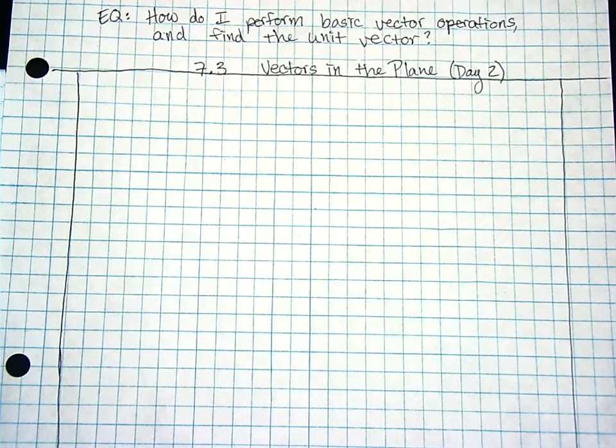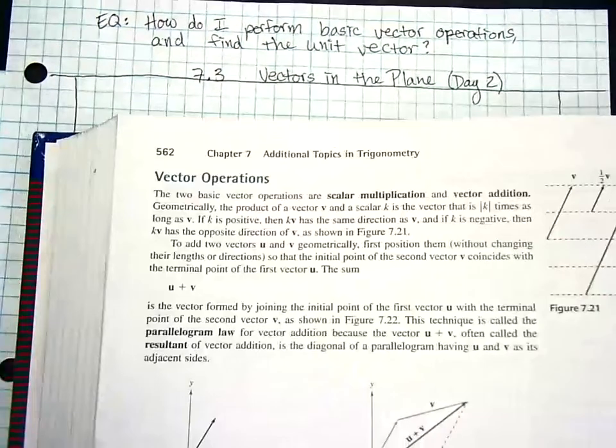The essential questions are how do I perform basic vector operations and find the unit vector. So we're going to be working with some very basic vector operations, including addition, subtraction, and multiplication. And we're also going to be finding something called the unit vector, which I will explain further in just a moment. All right? So you don't need to write this down, but let's go ahead and take a preview in the book real quick.